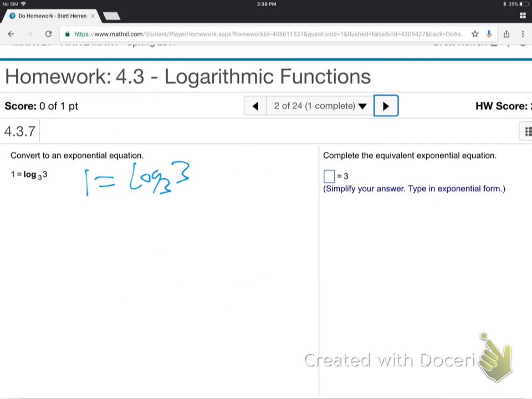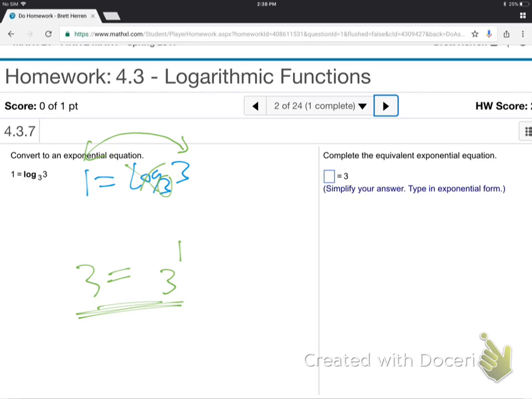Let's try that here. Can you do the same thing? Cross off the log. Base stays the base. Other two switch. Who's the base? This guy, this lowered down 3. He continues to be lowered down, and the other two switch. So the 3 goes over here and the 1 goes there. Done. That's like a silly statement, isn't it? 3 to the 1 power equals 3.